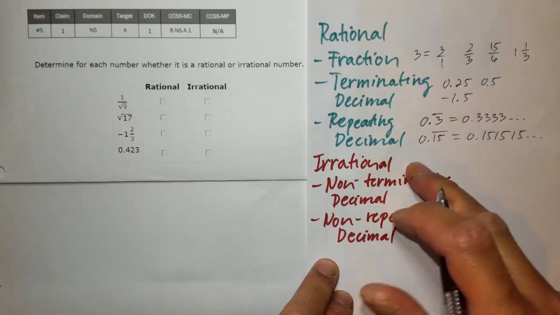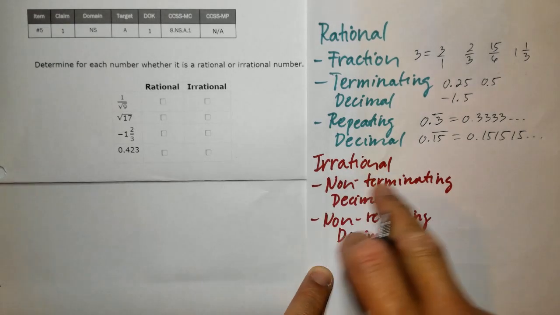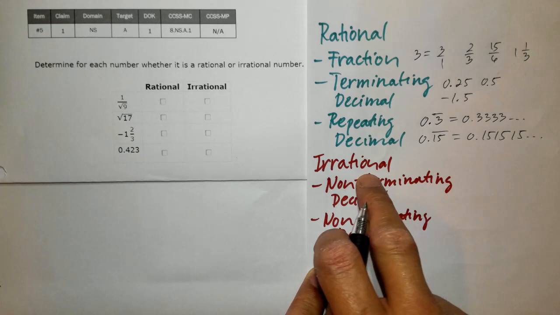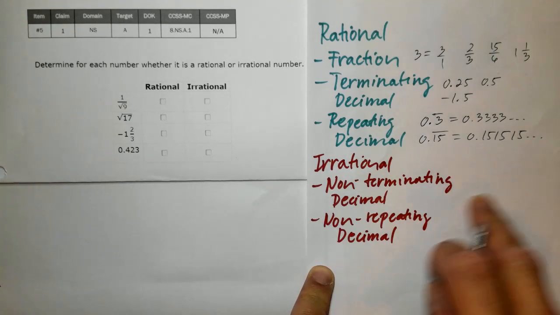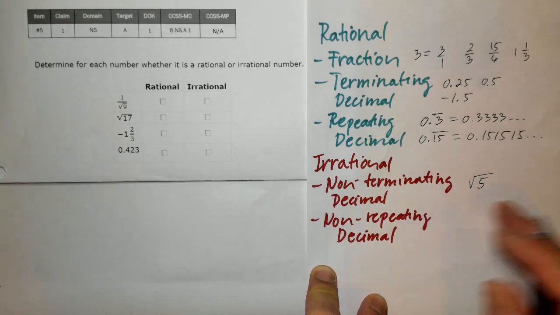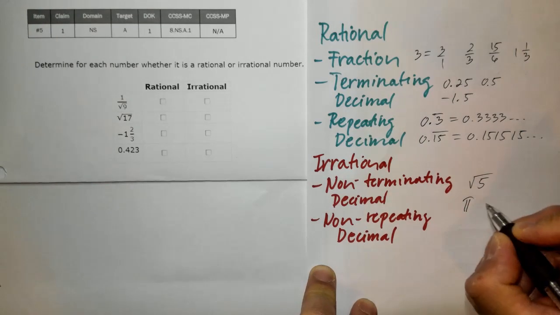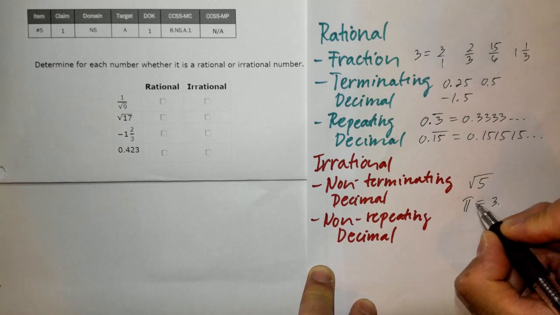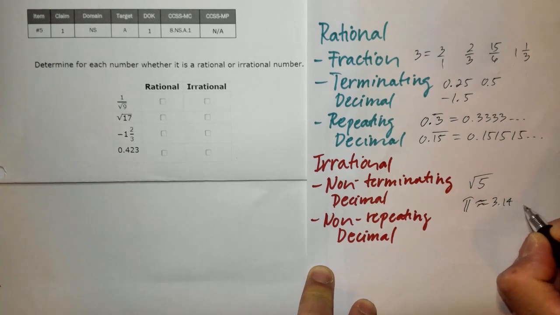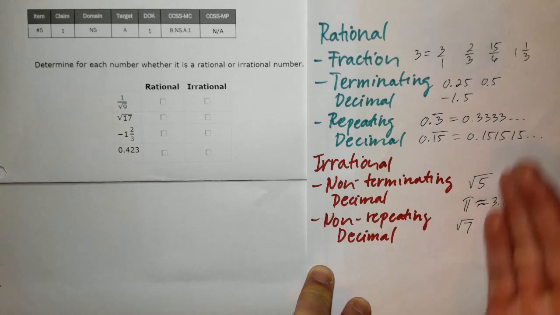Now for the irrational numbers, these are the numbers that you cannot express in fraction form. Again, these are the numbers that you cannot convert into a fraction. These are the non-terminating and non-repeating decimals. Example, the square root of 5. The square root of 5 is not a perfect square. What else? The famous pi. Pi has an approximate value equal to 3.14 and so on. The numbers are continuously changing without end. The square root of 7. So these are all irrational numbers.